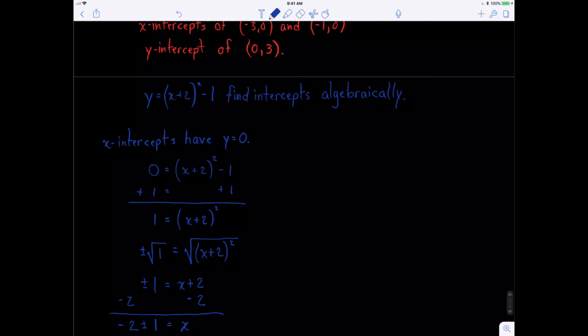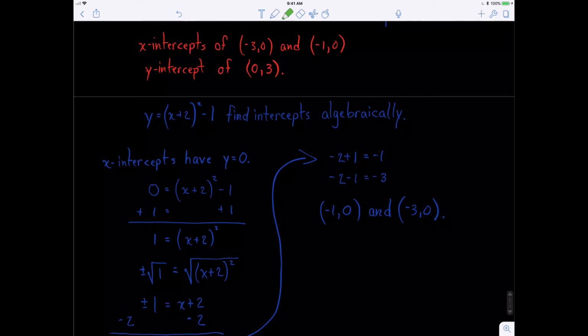And so let's come back up here. I'm going to bring this over and look at what we have. One of our x values is negative 2 plus 1, that's going to be negative 1. And the other is negative 2 minus 1, which is negative 3. So our x-intercepts are the points negative 1, 0 and negative 3, 0. And notice that that matches our answers in our last video where we were able to solve this graphically.